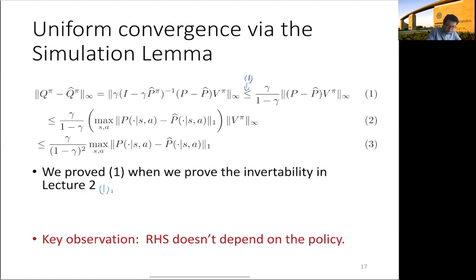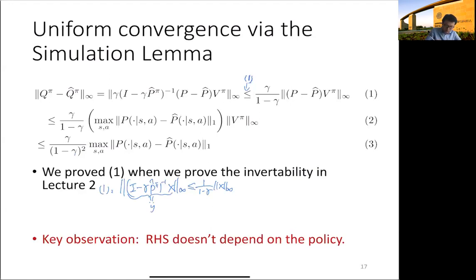Essentially what we need to prove is that the L infinity norm of I minus gamma P hat pi inverse times x is smaller than 1 over 1 minus gamma times the L infinity norm of x. This is what we need to prove. Let's do a change of variable and call this whole thing y.